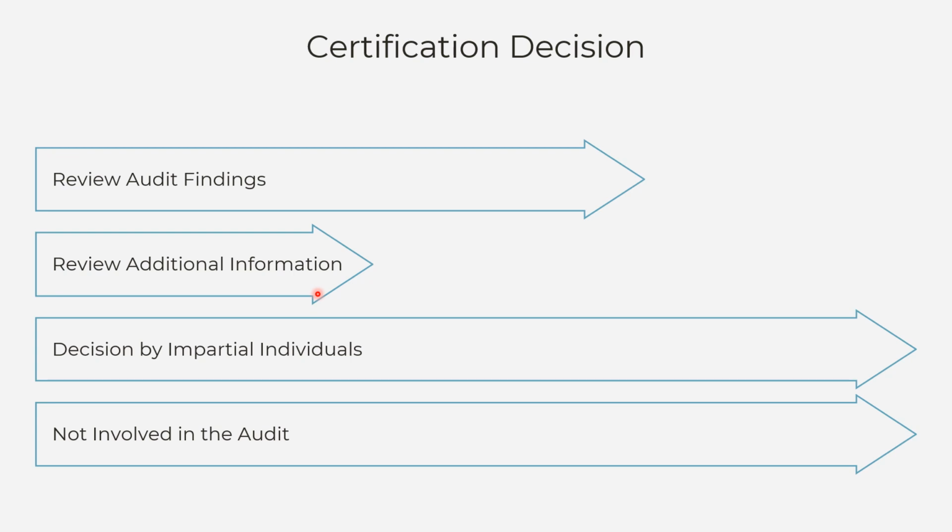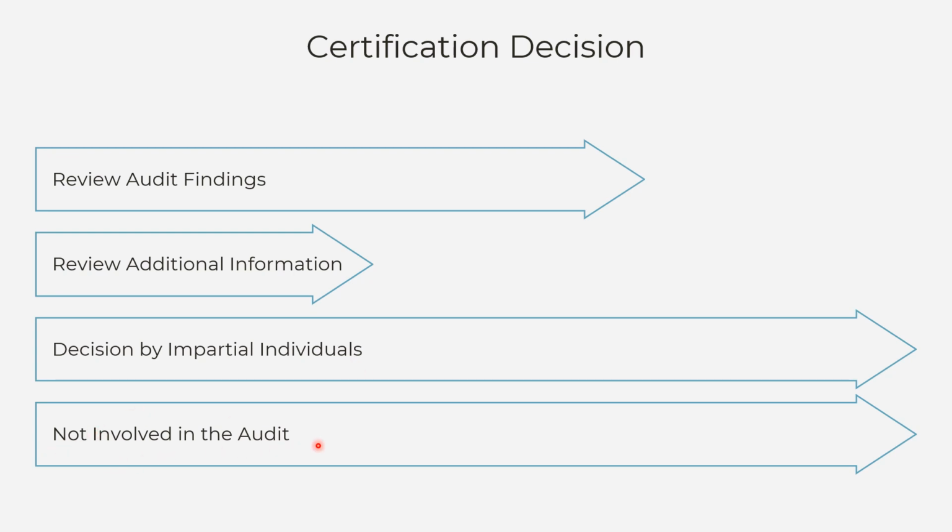The decision itself must be made by impartial individuals. This is critical for the integrity of the certification process. Those making the decision must not have been involved in the audit to ensure that there's no bias or conflict of interest. Their role is to objectively assess the audit findings and any additional information and make a judgment based on the evidence. And importantly, these individuals must not be involved in the audit.